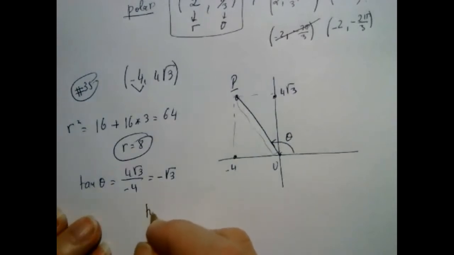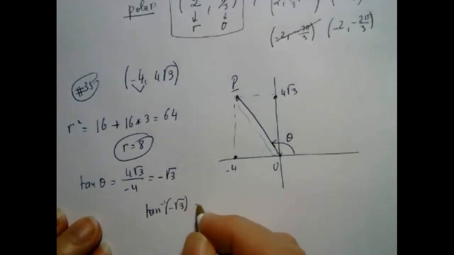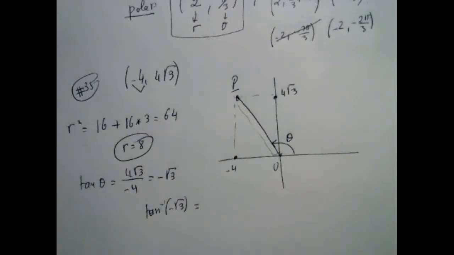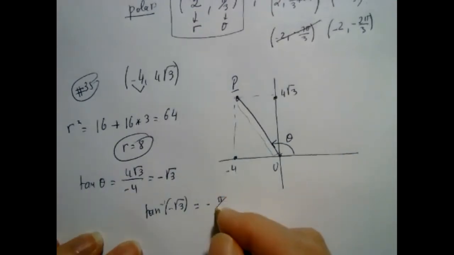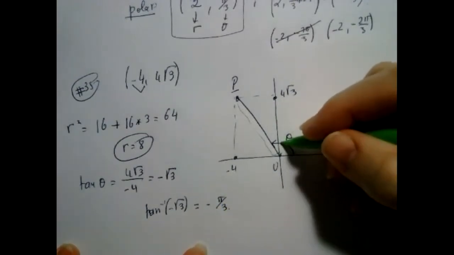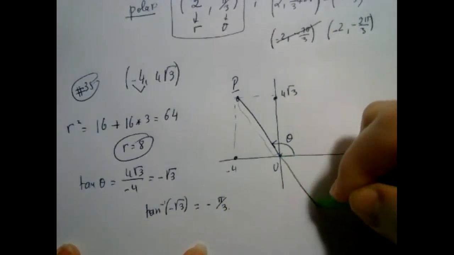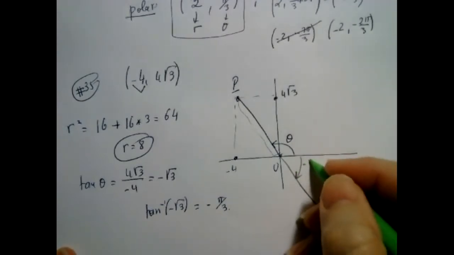So if I find the tangent inverse of minus square root of 3, it means if I actually pick up my calculator and find the tangent inverse, we are going to end up with minus pi over 3, because the calculator will not give me that angle. The calculator will give me this one. That's the minus pi over 3.